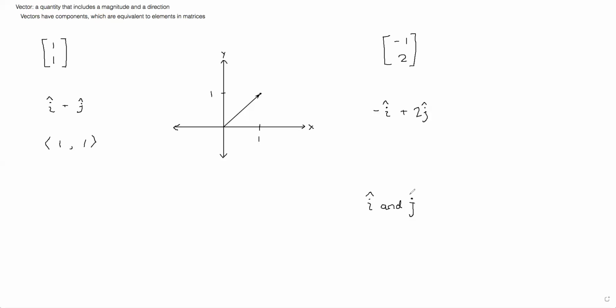I hat and j hat. I think I'm going to type some of this. My OCD is going to be off the charts because I have some stuff typed and some stuff written, but my handwriting is so deplorable, I think it's just better to do it this way. So i and j hat are unit vectors.